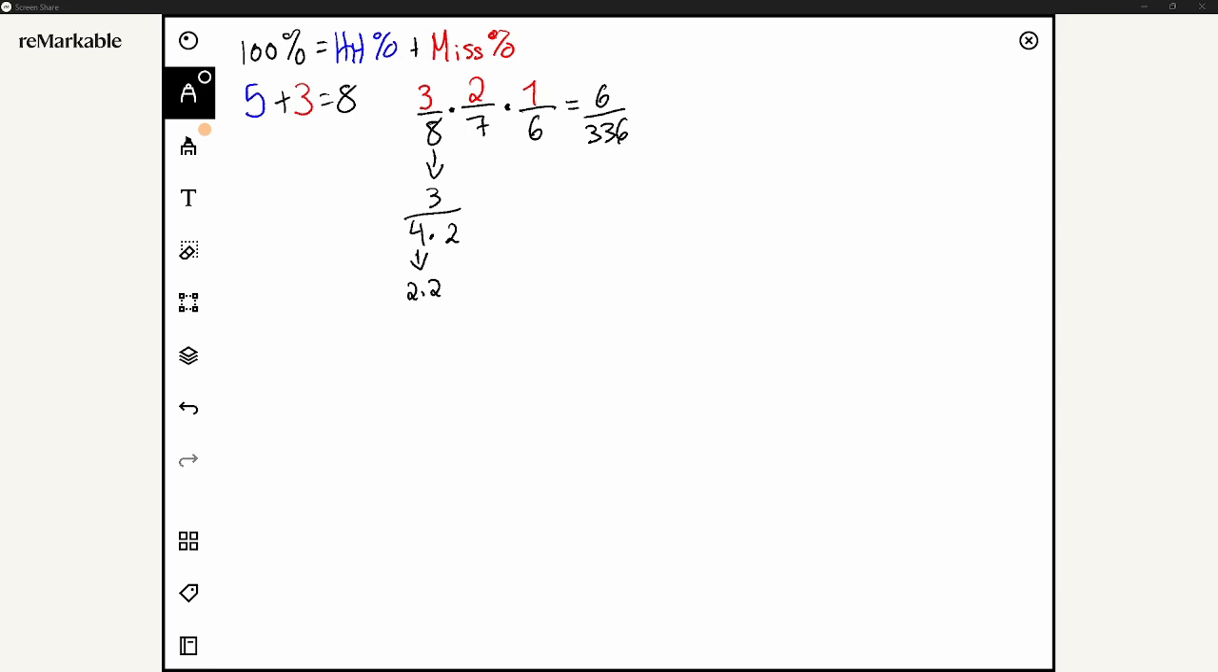So, how can this help us figure out what 6 over 336 is? Well, we know that 6 can be broken into 3 times 2. And 336, now that's kind of a scary number. Let me teach you a little trick. If the sum of the digits of a number, so in this case we have 3 plus 3 plus 6, right?